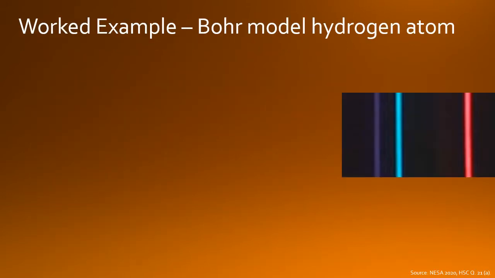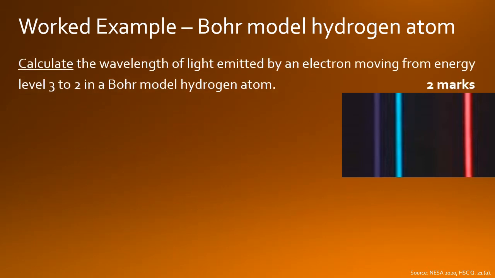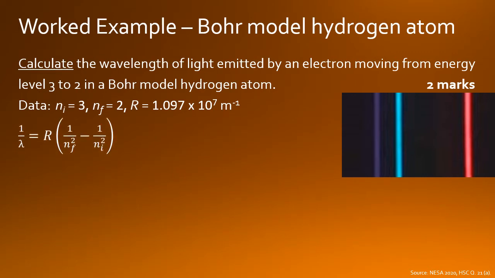So let's look at a worked example. Here it is. Calculate the wavelength of light emitted by an electron moving from energy level 3 to 2 in a Bohr model hydrogen atom. And I put the spectra of the emission of hydrogen just there to remind you. And the first step is always data. It's a calculation question. Ni, the initial number, is 3. Nf, the final number, is 2. And the Rydberg constant, 1.097 times 10 to the 7 per meters. And here's the formula, straight from the formula sheet. You don't have to memorize it.